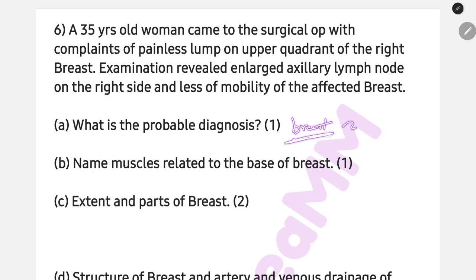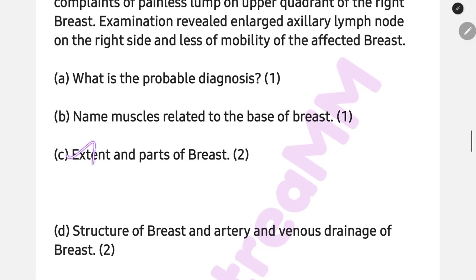And it is very important to mention which side. This is the right side; they have given it as right side. Then, name the muscles related to the base of the breast. This question we have already seen in the part 1 video. Extent and parts of breast. Extent is also already taught.